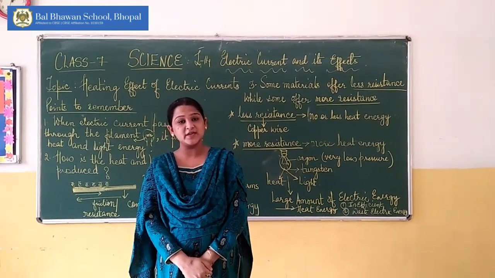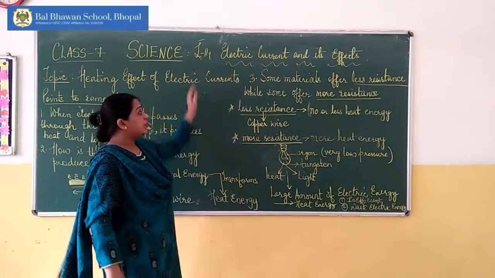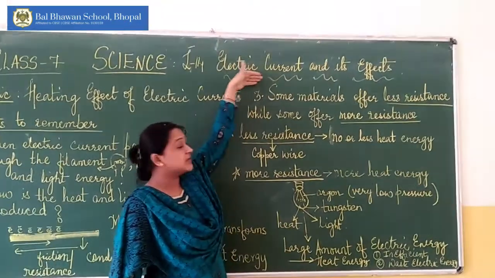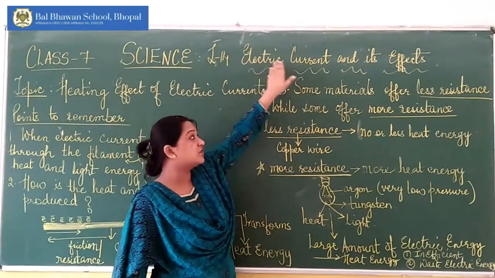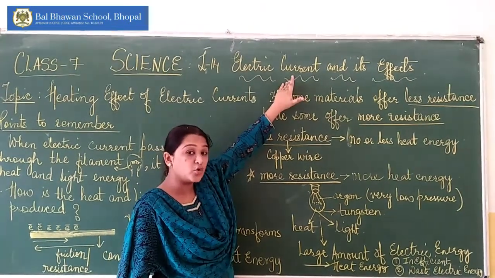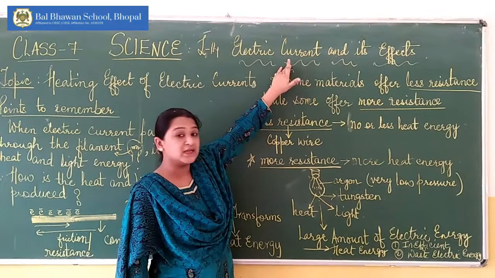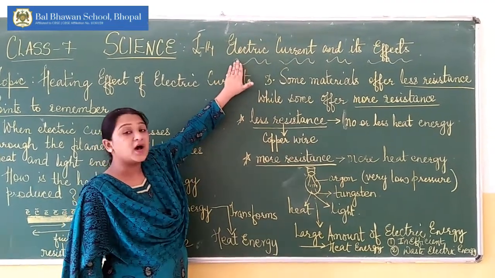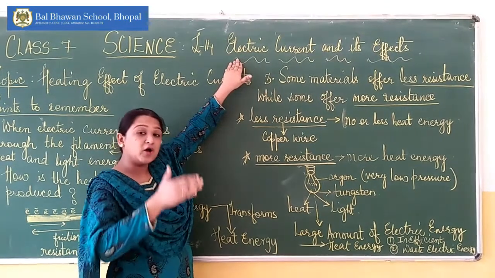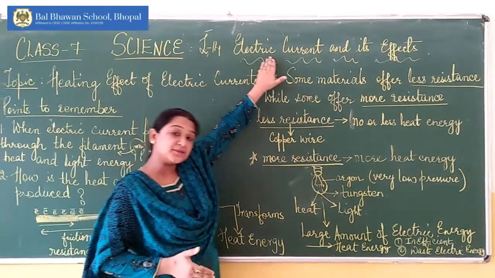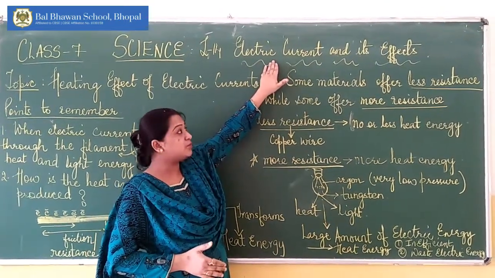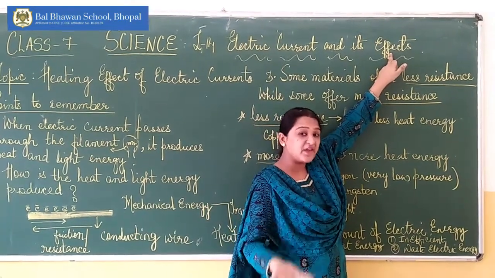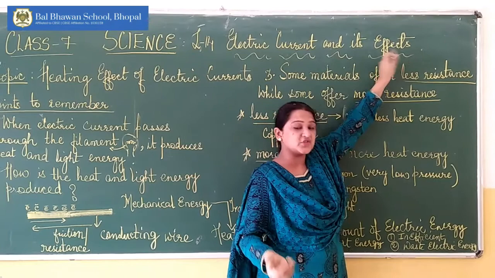Okay children, so let's move on. So here, you all know what is electric current. Electric current is the flow of charges or flow of electrons, right? We have done this and we have done how the circuits are made, how the path of electric current is made. Now, a second point comes, its effects. What are the effects of electric current?